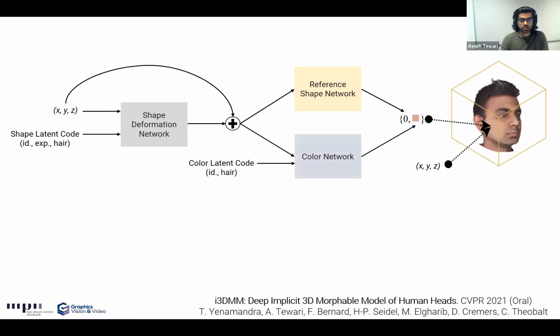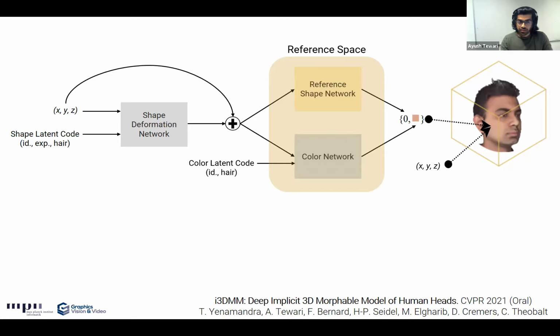Then we have a color network, and this again gets some latent vector. And interestingly, the color network gets the input coordinates in this reference space. This is very important for disentangling the shape and color components. Because they're in different spaces, it's very easy to disentangle them. But if both were in the deformed space, it would not have been possible to do this, because that's not there in the data. We don't have two shapes with the same color or one shape with two different colors. So it's not trivial to do this, I think.